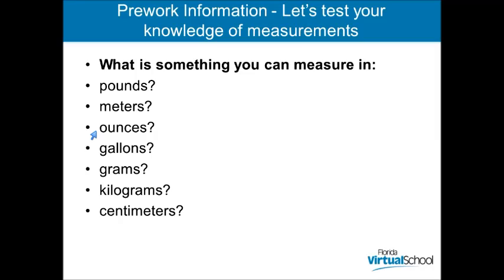Okay, it's time for ounces. Think of something you can measure in ounces. Okay, well, ounces is kind of tricky because ounces can be used to measure weight, or ounces can also be used to measure liquids.